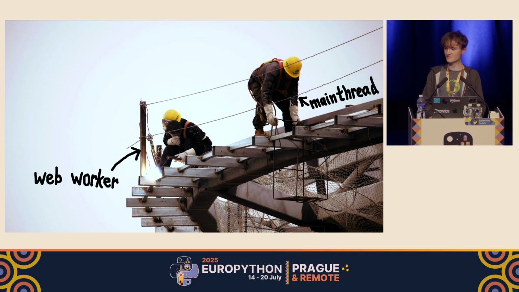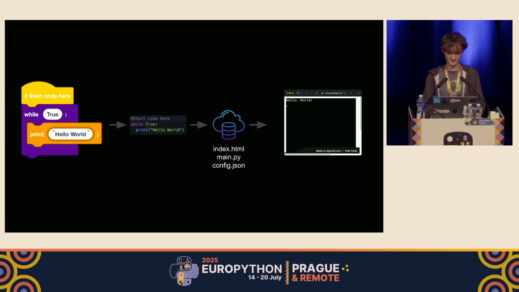And then the workers and the main thread can talk to each other, so you can have the main thread handling all the things like UI and the user-facing stuff, and then you offload your heavy computation to a worker. So this was our initial implementation.